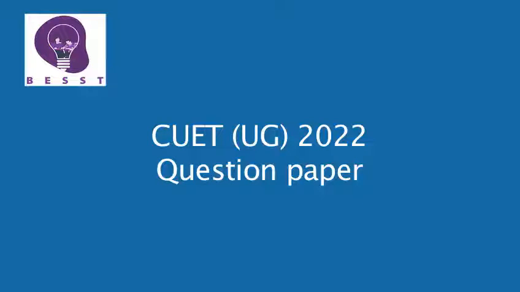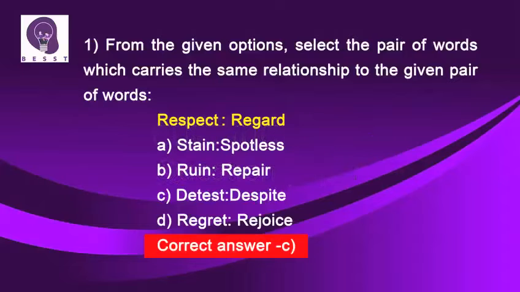Today I have brought for you a few questions that were asked in the English paper of CUET UG 2022. The first question is, from the given options, select the pair of words which carries the same relationship to the given pair of words. The pair of words given is respect is to regard. Now if we look into these two words, respect and regard, we can see that both the words are synonyms of each other, that is they have the same meaning.